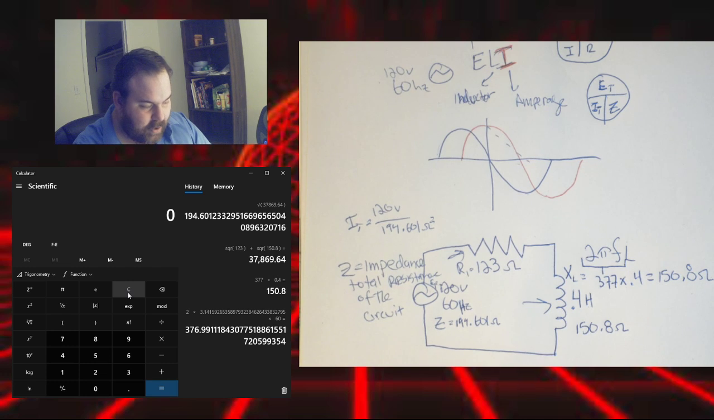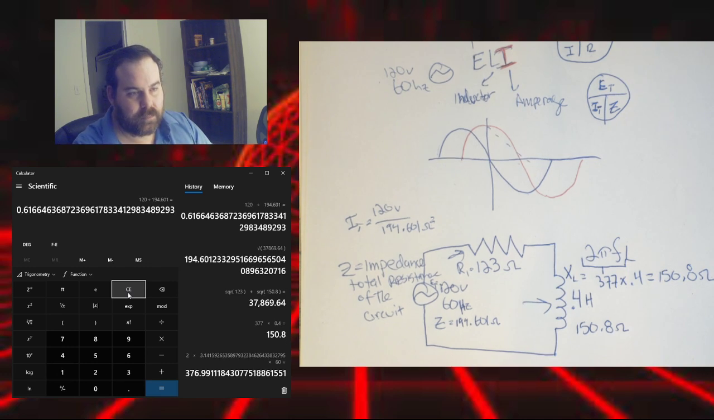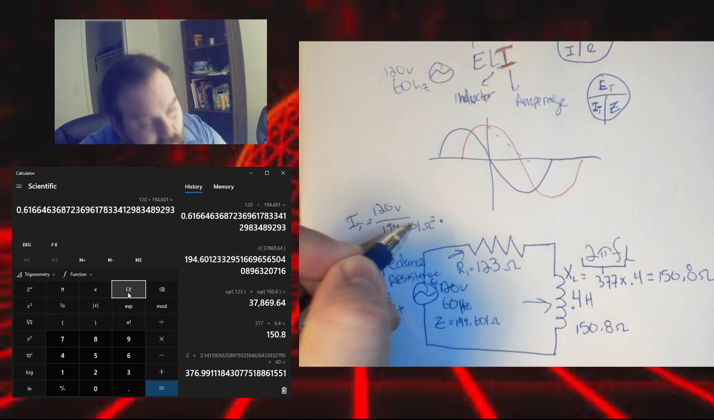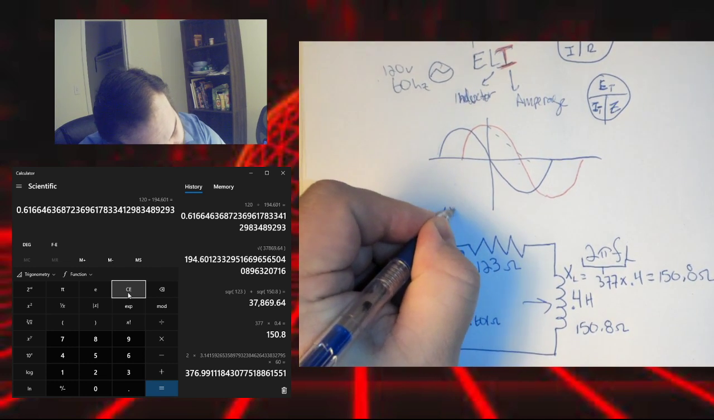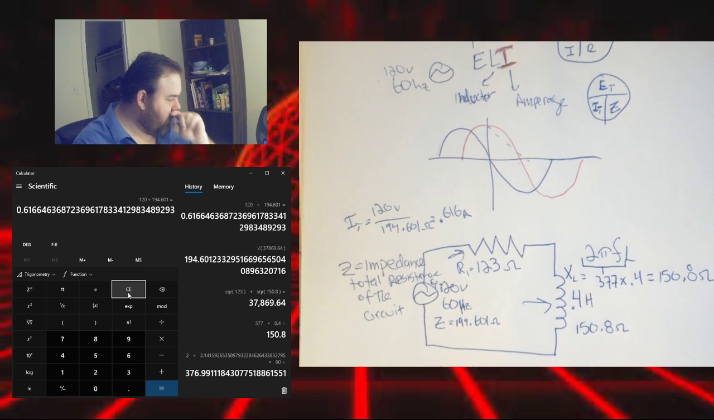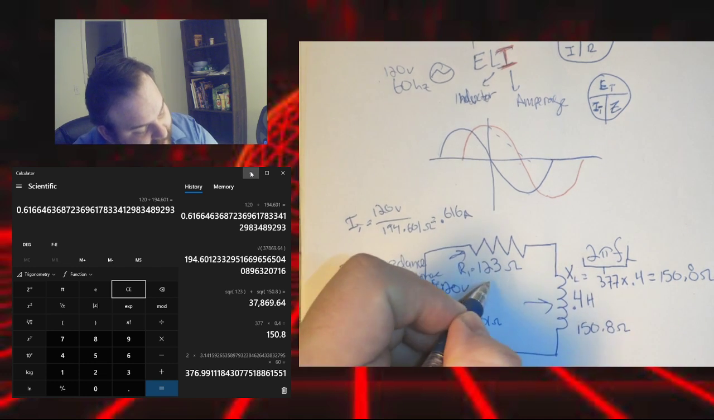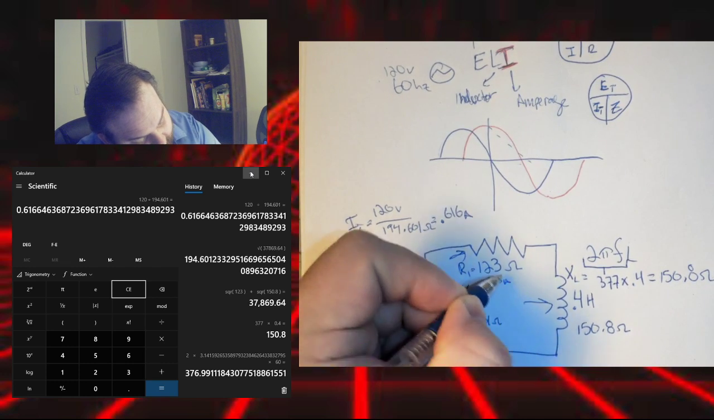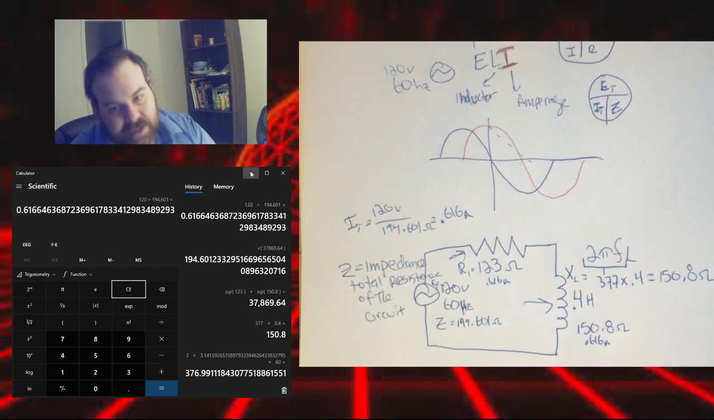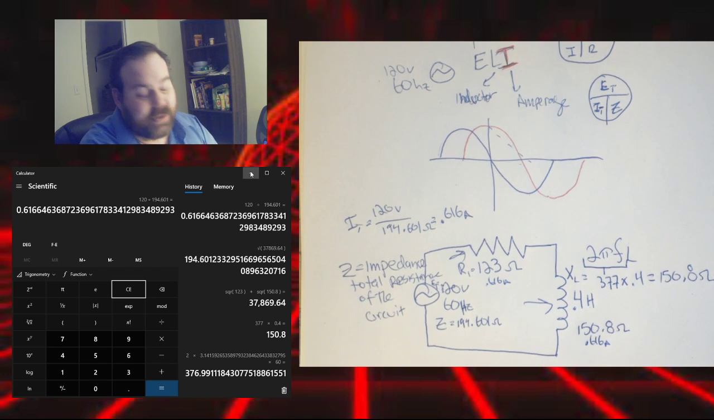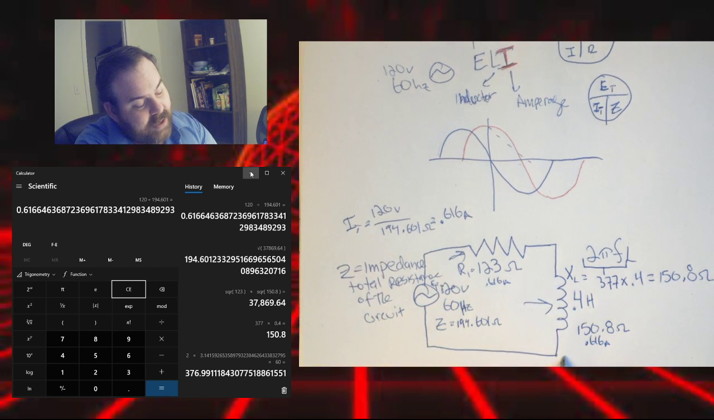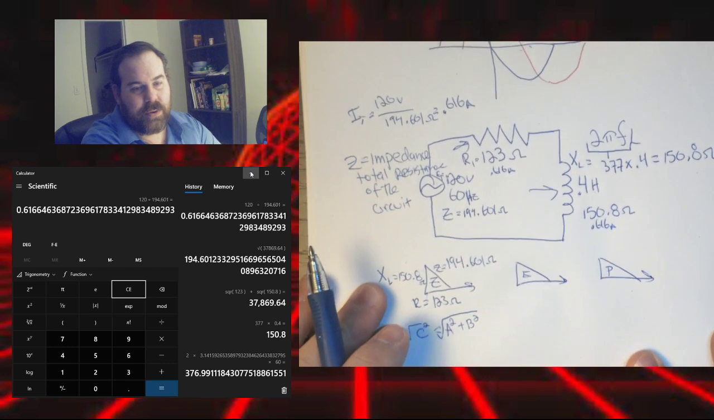So let's clear this. Let's go 120 divided by 194.601. Our total amperage is 0.616 amps. Now, if we know our rules about series circuits, that means it's 0.616 amps here and 0.616 amps here, because amperage is constant in a series circuit. This is in series with the other, it's just a straight line going through.